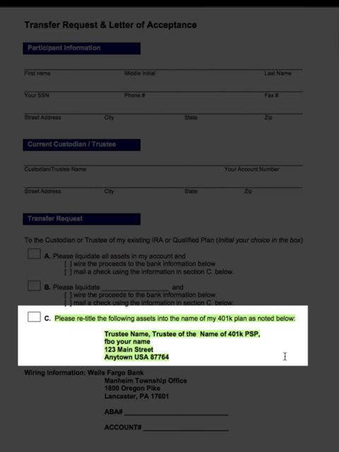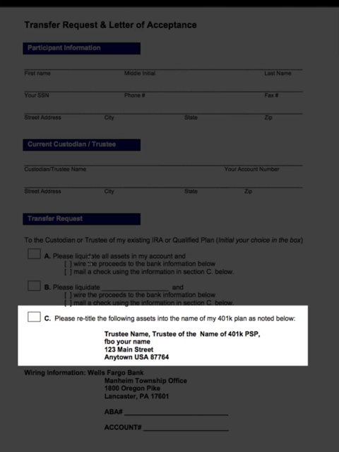And you're going to give them the name of the 401k. What's the name that they're going to retitle those assets? So you're going to mark this. If you already own real estate inside of your retirement plan, you're going to have them retitle the real estate in the name of you, comma, trustee of the XYZ 401k PSP, the name of your 401k, FBO, your name. That's what you're going to do.